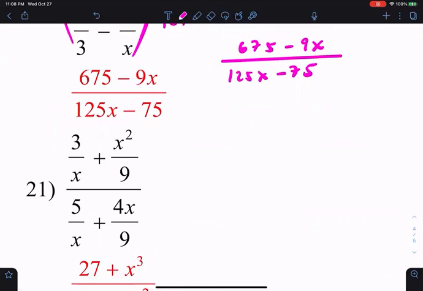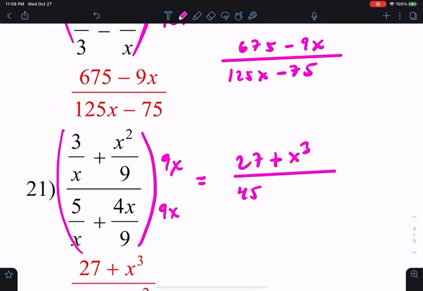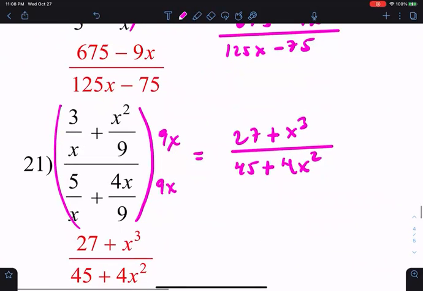Okay, here, what's the common denominator? That's easy, just 9x, right? So 9x, this is going to be, what is this thing? 27 plus x cubed over, and on the bottom we have 9x here too. So that's going to be 45 and 4x squared, right? That's it, you're done.